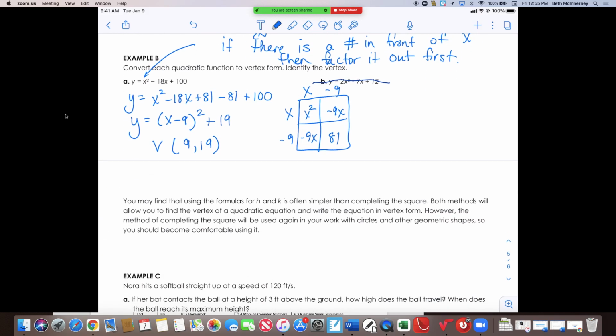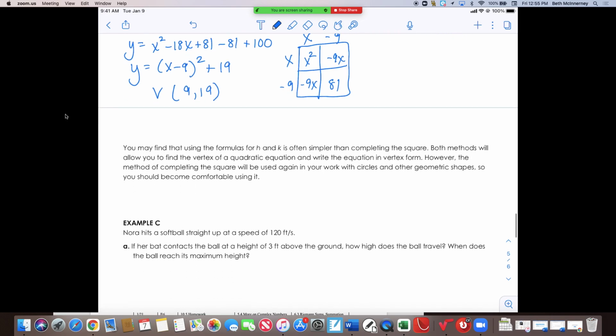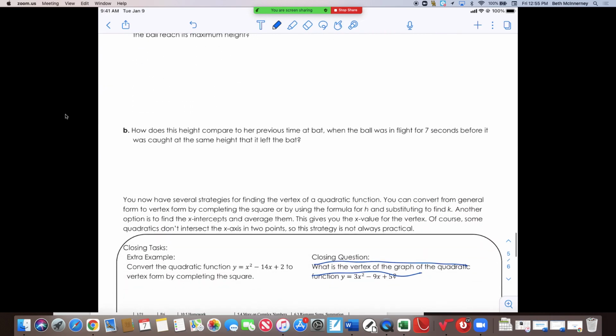We're going to skip part B. It says, you may find that using the formulas for h and k is often simpler than completing the square. Both methods will allow you to find the vertex of a quadratic equation and write it in vertex form. However, the method of completing the square will be used again when you work with circles and other geometric shapes. We can solve quadratic equations that way. We're going to do example C on Monday.